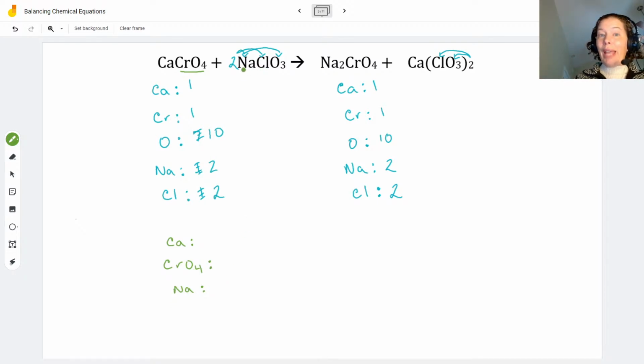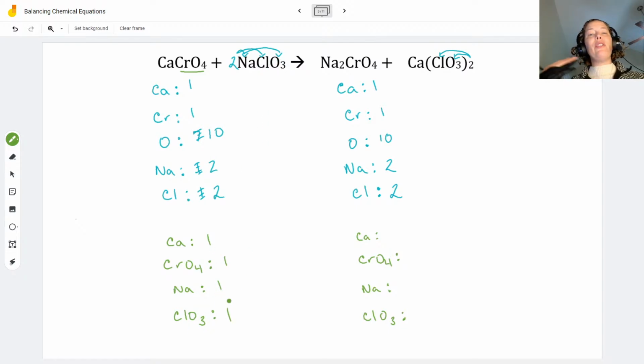So I have my sodium cation and I have my chlorate anion. Again, I'm going to keep this as a unit, and I'm going to do the same thing on the product side. So I have calcium, I have chromate. Again, it doesn't change, so I can balance it as a unit. Sodium and chlorate. So if I look for calcium, I have 1. For my chromate, I have 1 chromate. Sodiums, again, I have 1. And chlorates, I have 1. So I have 1 of each on my reactant side.